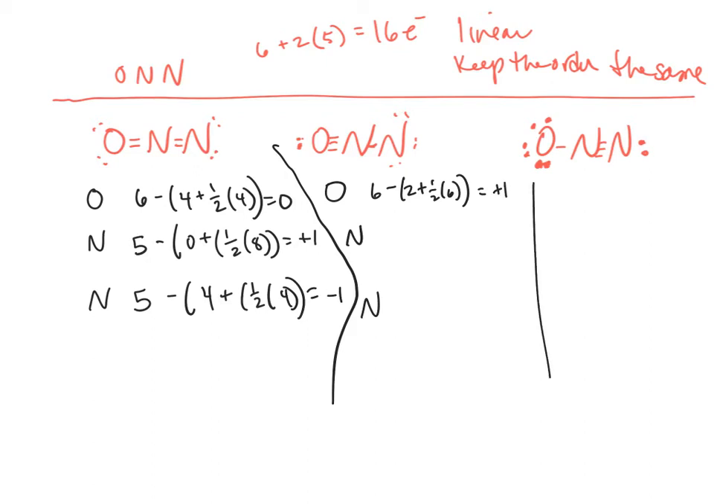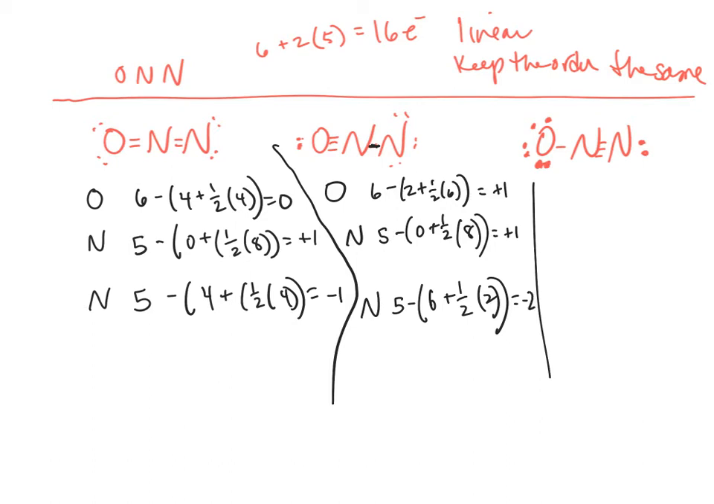This nitrogen in the middle, 5 by itself, 0 lone pairs, 1/2 the total of 8 there. So this is going to be 5 minus 4 plus 1. And then you got nitrogen 5 by itself minus 6 lone pair electrons plus 1/2 times that little tiny bond there. Hard to see right there. There's 2. So 7, this is equal to -2.